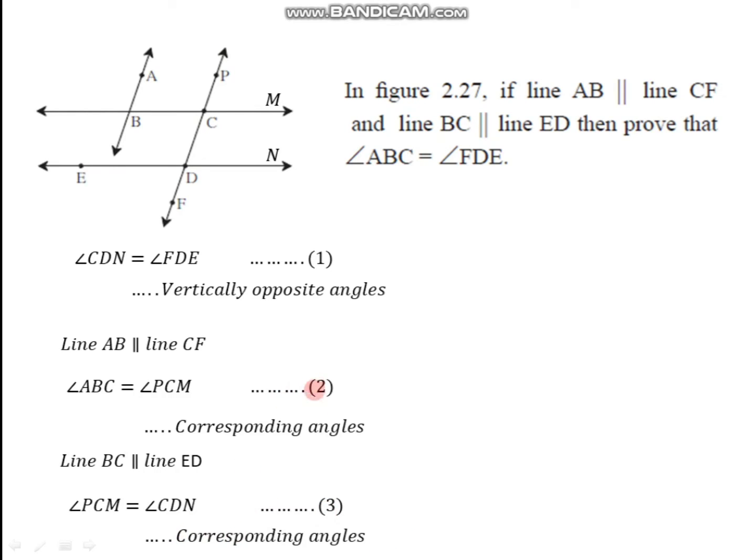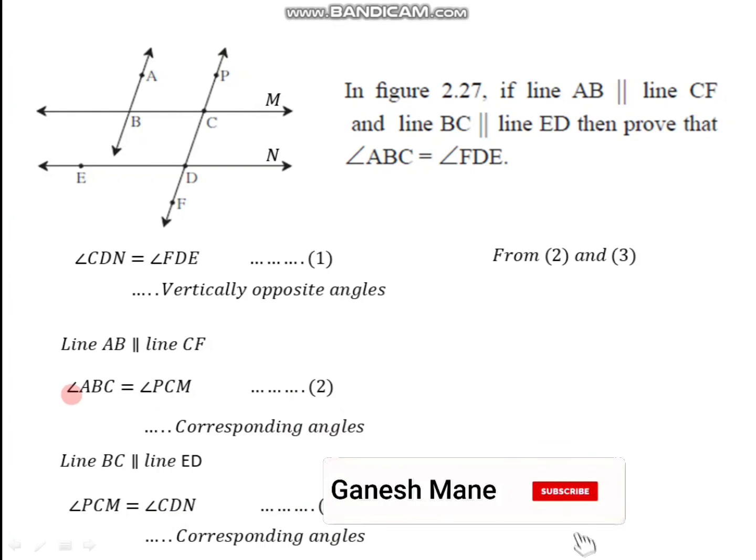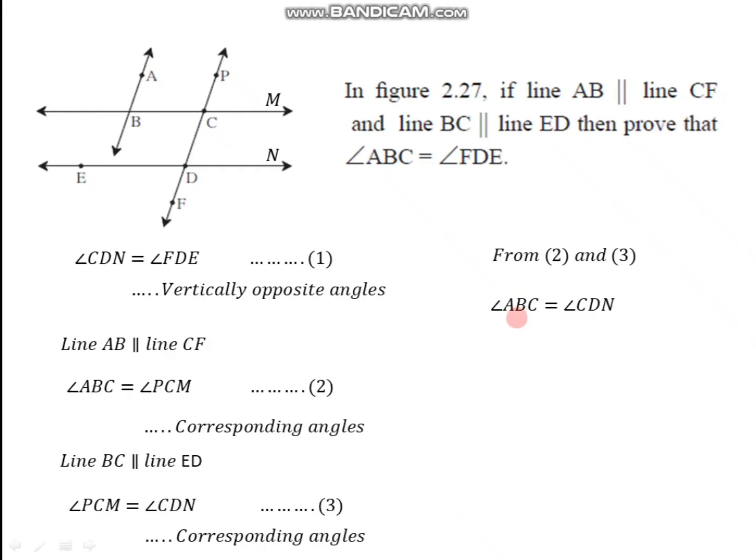If we compare equations 2 and 3, you can see in the second equation angle ABC is equal to angle PCM, and in the third one angle PCM is equal to angle CDN. So from these two, as we can see, the first angle is congruent to the second one, and the second angle is congruent to the third one. That's why from these two equations the first angle must be congruent with the third one, that is angle ABC is congruent to angle CDN.